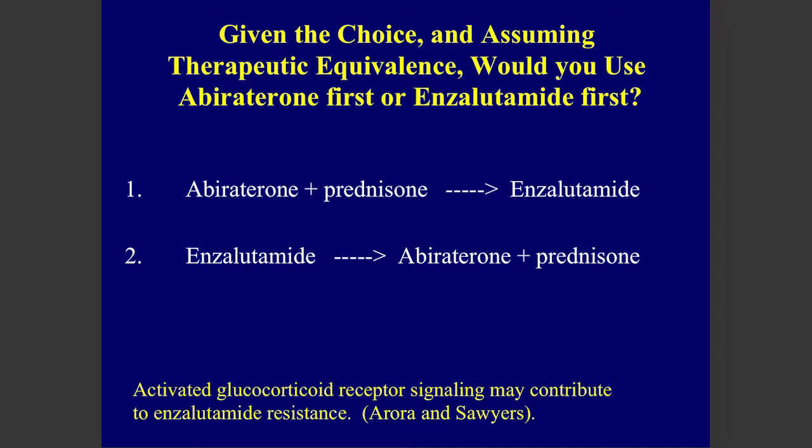So again, this is a question for the audience. I would just ask you now, I know it's maybe a little bit out of turn, but given the choice and assuming that these drugs are equivalent, which one would you use first, abiraterone plus prednisone? We will assume that the enzalutamide trial shows similar efficacy to the abiraterone study. So this is, again, theoretical.